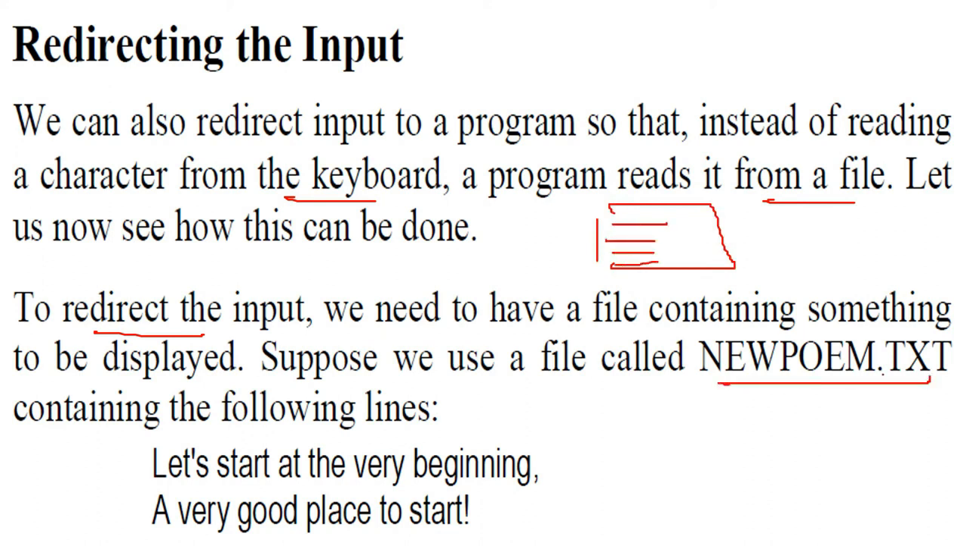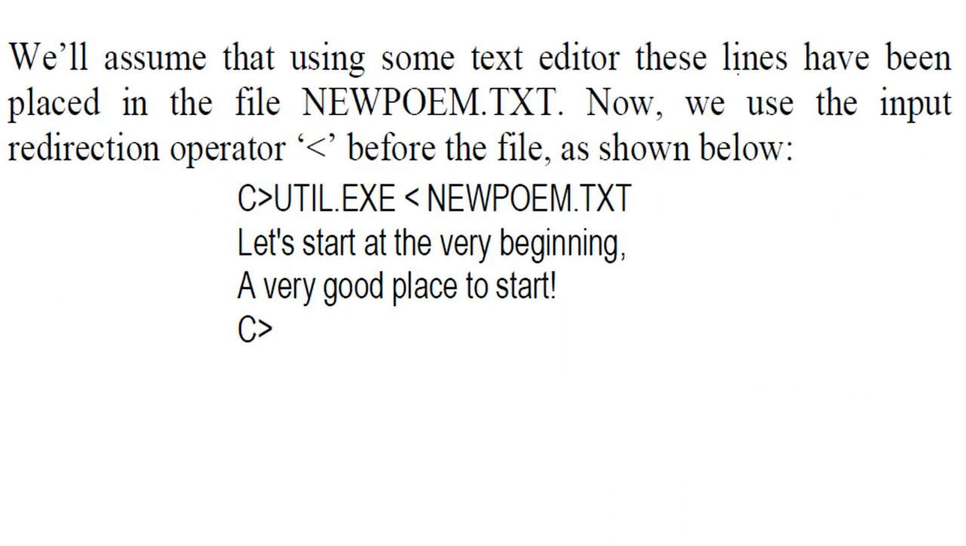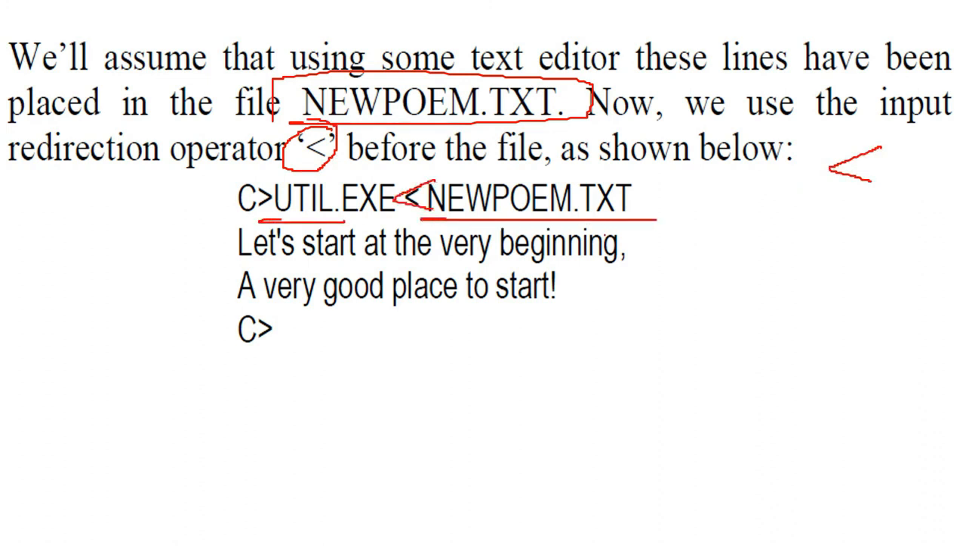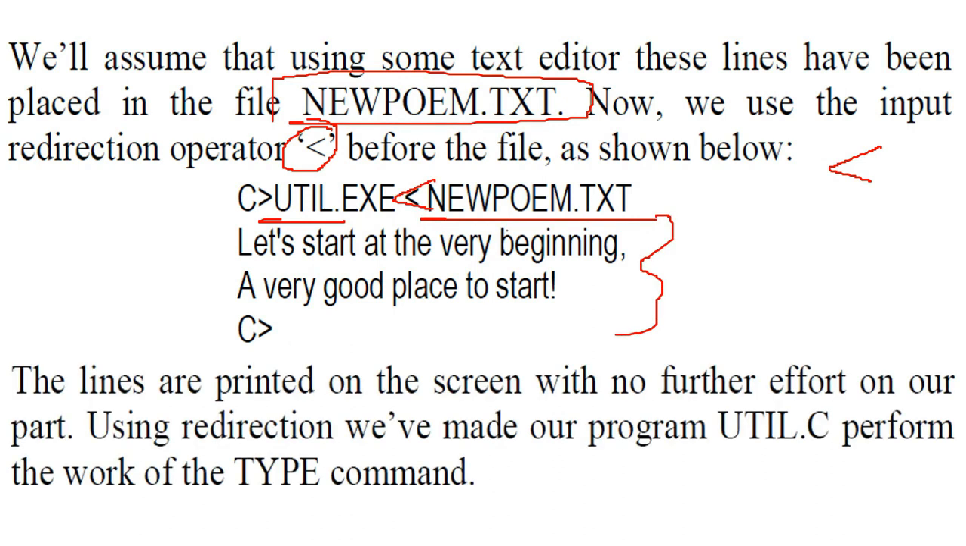So suppose we have a file called new poem.txt, and it contains some lines. We'll assume that using some text editor, we have placed content inside it, and we use the input redirection operator before the file. So we have util.exe, then this operator, and new poem.txt, and this content will be shown. The lines are printed on the screen with no further effort on our part, and using the redirection, we have made our util.exe perform the type command function, because it is showing the content.